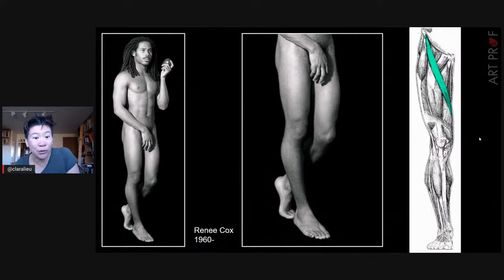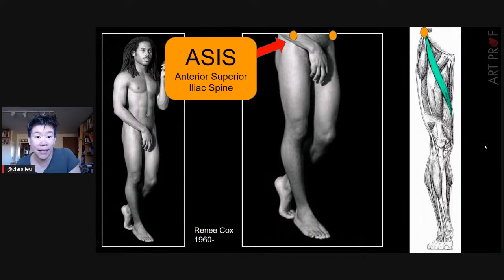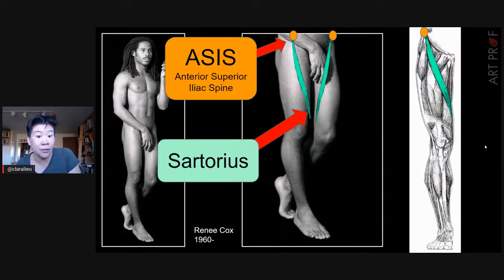Okay, let's take a look at the Sartorius. This, by the way, is Renee Cox. You should take a look at her work. She's a very powerful artist. She digs into a lot of really important issues. So take a look at her stuff. But if you look at this image, there is the ASIS, and then there's your Sartorius, okay? So you may not see the Sartorius that blatantly on this figure, but as long as you find that ASIS, everything will take care of itself.